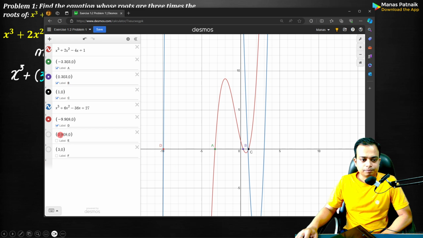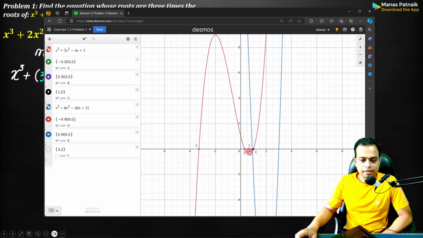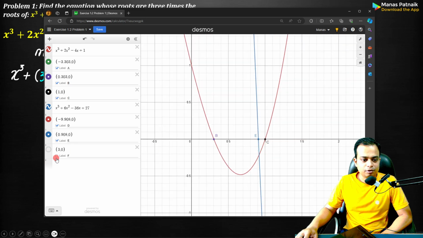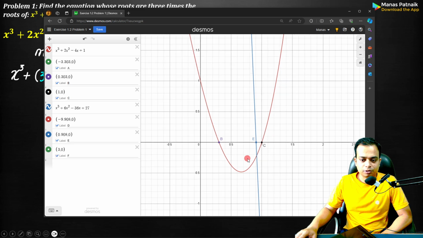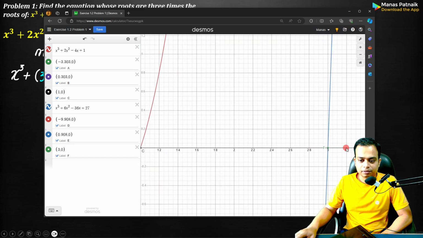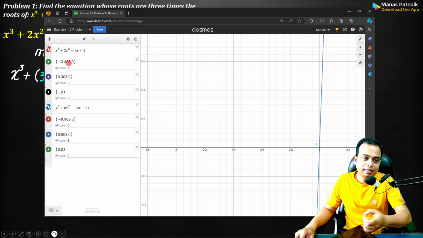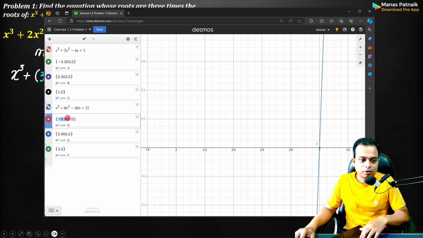Then we have E. E and C, by the way, are very close to each other. You can see this is E. And finally, you've got F. Where is F, sir? Here it is. That's F. Now, if you observe carefully, this is minus 3.303. If you multiply it by 3, this is what you get, minus 9.908.